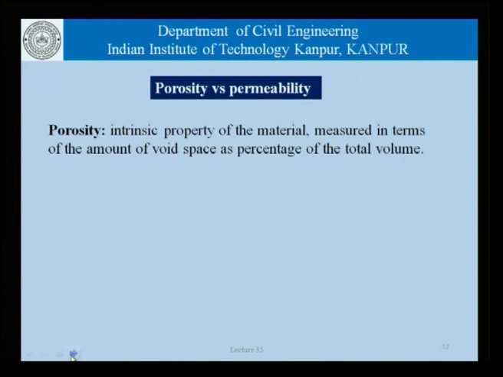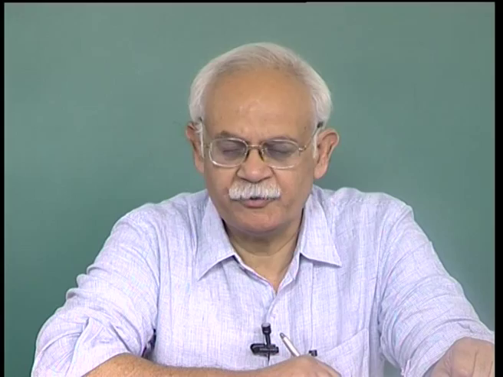Porosity, as we have discussed, is the intrinsic property of the material, measured in terms of the amount of void space as a percentage of the total volume. So, porosity is an intrinsic property of the material. We can say that here is a material which is porous, which has a certain amount of total voids. We can talk in terms of the pore size distribution of that material, but at the end of it, it is a property of the material.